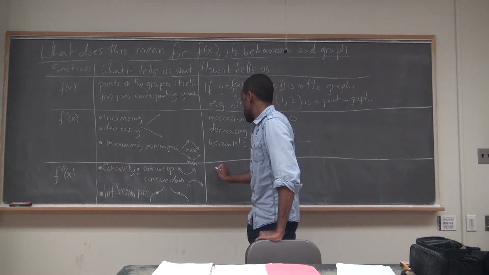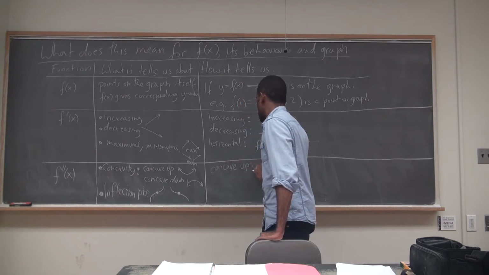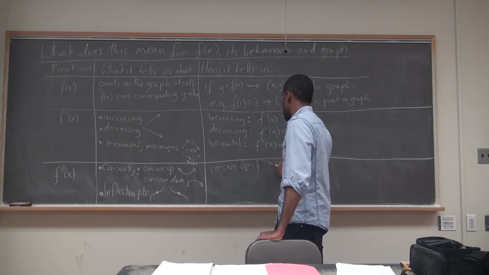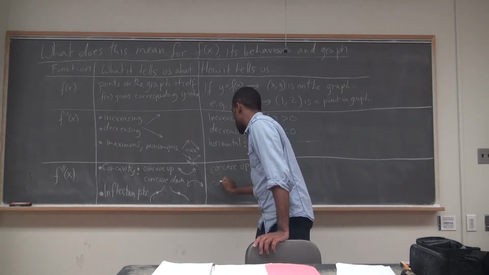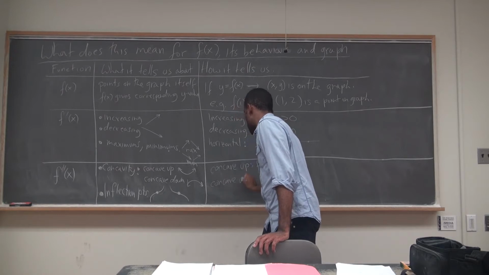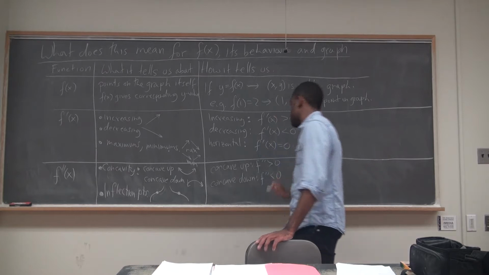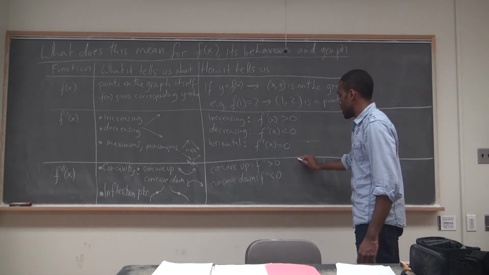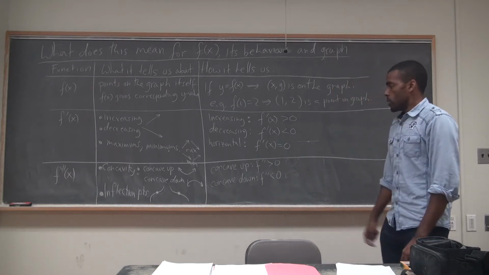But let's actually talk about that. How does it tell us? Well, we know we're concave up if the second derivative is positive. Up, you're positive, you're feeling happy, you're smiling. We know you're concave down if your second derivative is negative. You're down, you're sad, you're negative, you're feeling unhappy, right?